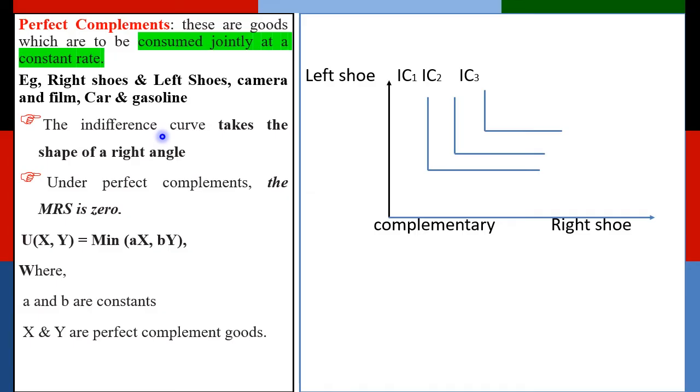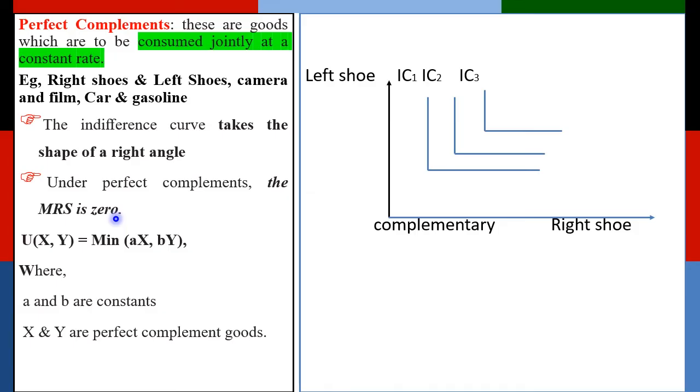The indifference curve for perfect complements takes the shape of a right angle, just like this one, an L shape. Under perfect complements, the marginal rate of substitution is 0, unlike perfect substitution. For perfect substitution, it is constant, but for perfect complements, the marginal rate of substitution is 0.